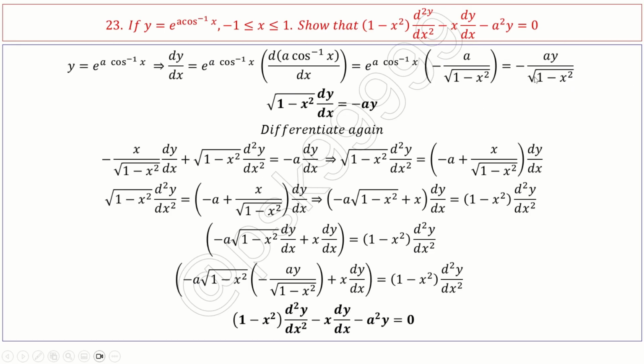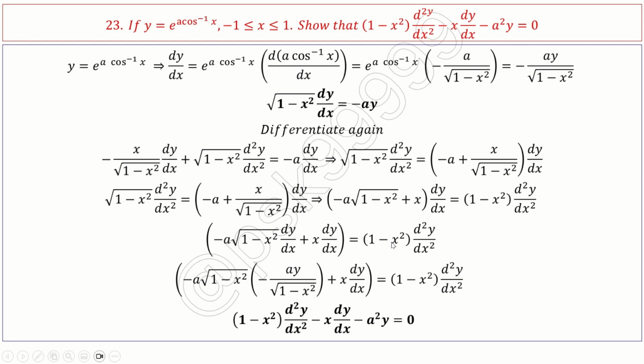Okay. I am taking this denominator to the other side and differentiating again. So I'll get this expression. Now I have my d square y by dx square and I have my dy by dx term. Then if I take both of them to the same side and multiply with minus a times square root of 1 minus x square plus x, and simplify this fraction, it is equal to 1 minus x square into d square y by dx square. Then I separated the terms here like this.